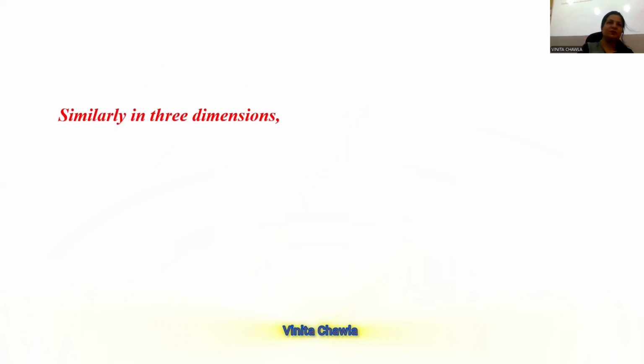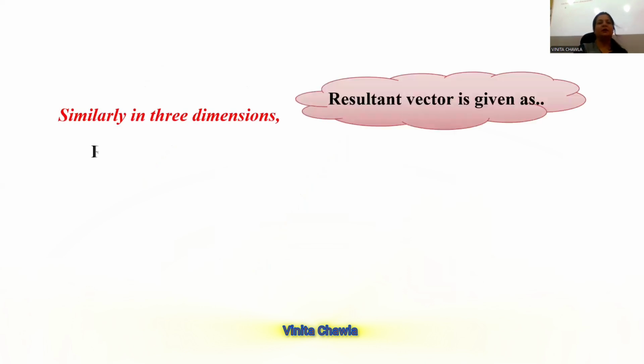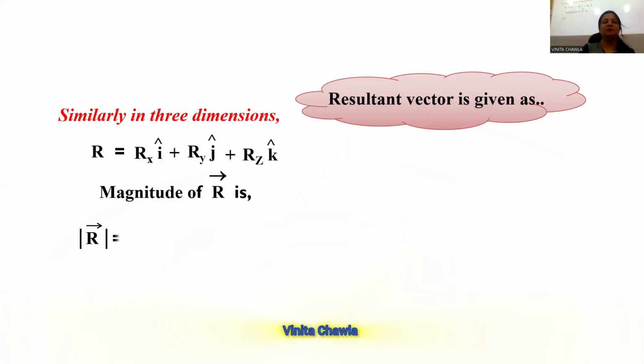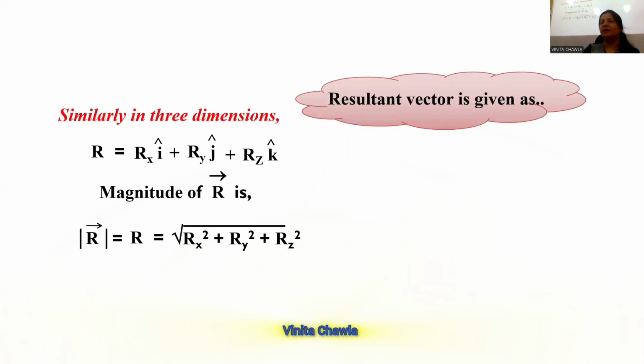Similarly, in 3 dimensions, we can write the resultant vector as r is equal to rx i cap, ry j cap, rz k cap. Okay, and magnitude of r can be written as square root of rx square plus ry square plus rz square. This is how we can write the magnitude. Okay, please write this in your notebook.